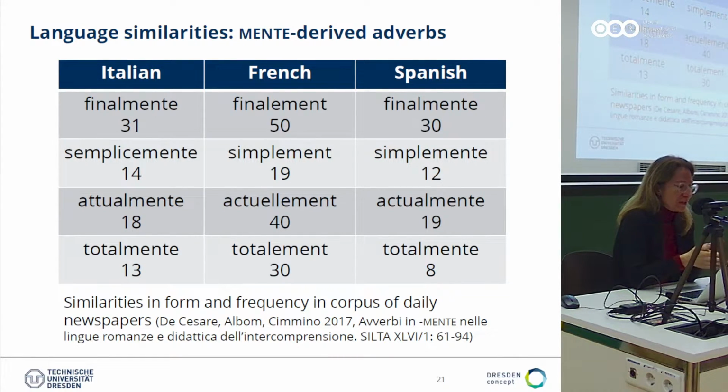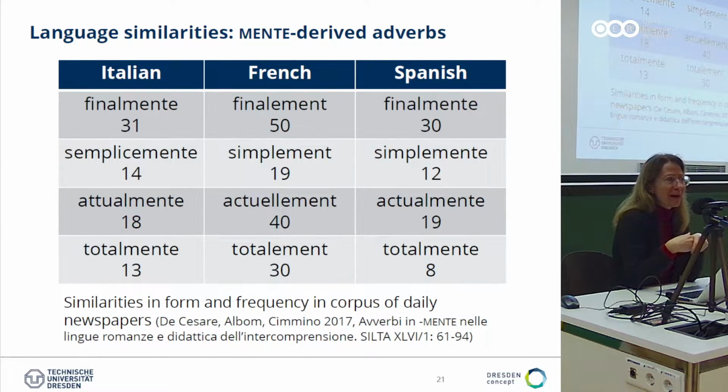So here, for instance, if we take the example of the first row, finalmente, finalement, and finalmente in Spanish, the three similar forms have a frequency that is also fairly similar. So there are good chances that if you start from French finalement, you would immediately understand Italian finalmente, and Spanish finalmente as well.